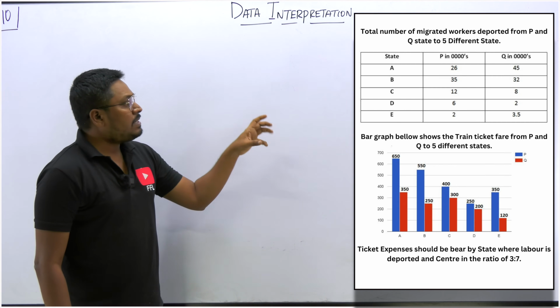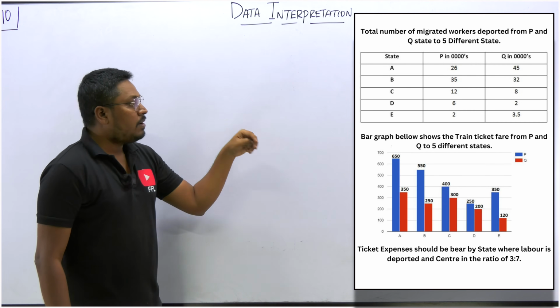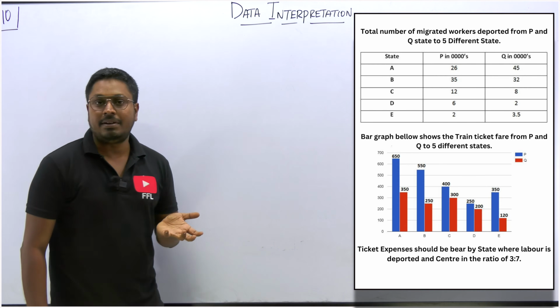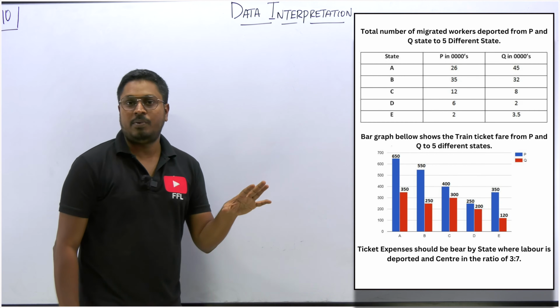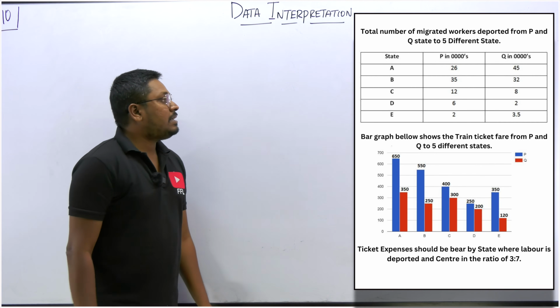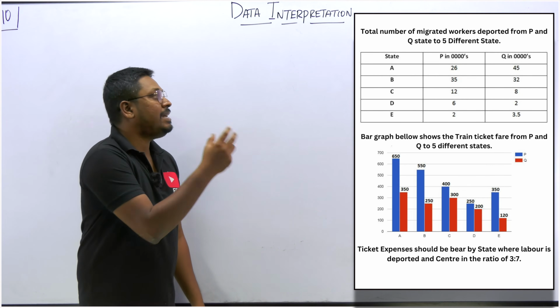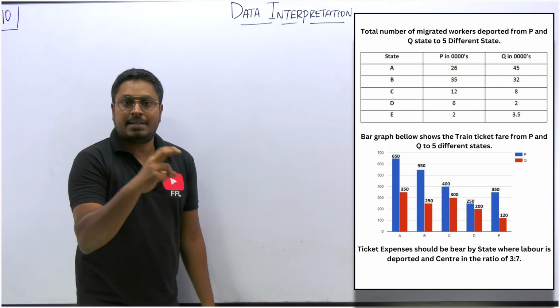So listen carefully. This data interpretation is based on two graphs they have given. One is a table chart, and the second is a bar chart. So first let me understand what the chart values are, and then we can solve all 5 questions. First, laborers have migrated from 2 states, that is P and Q, to 5 different states.